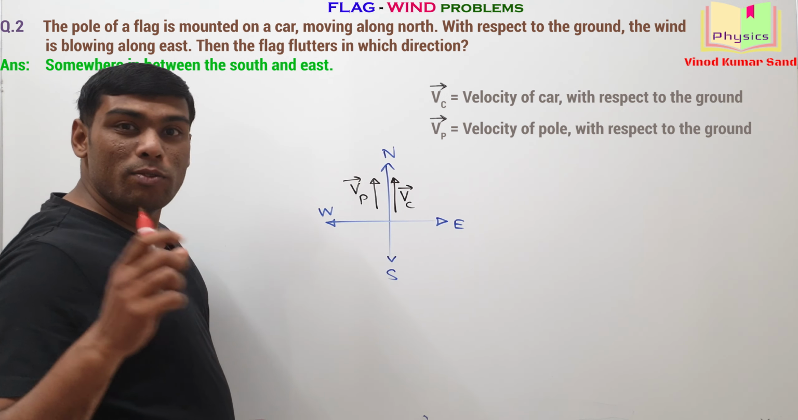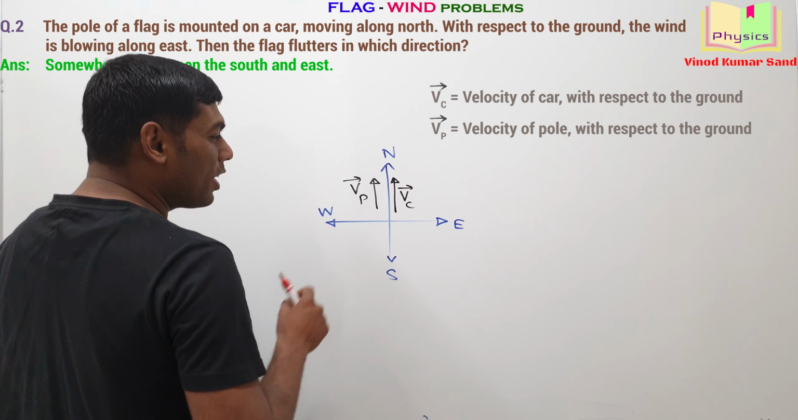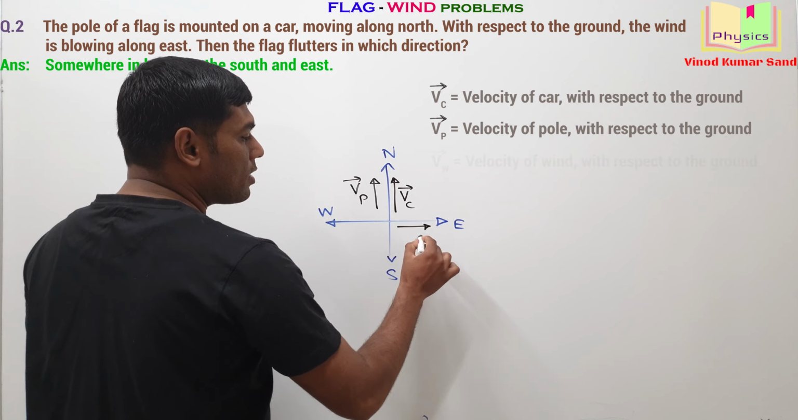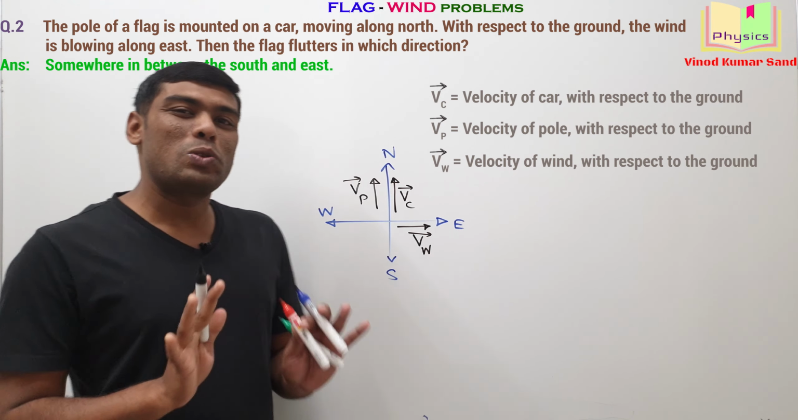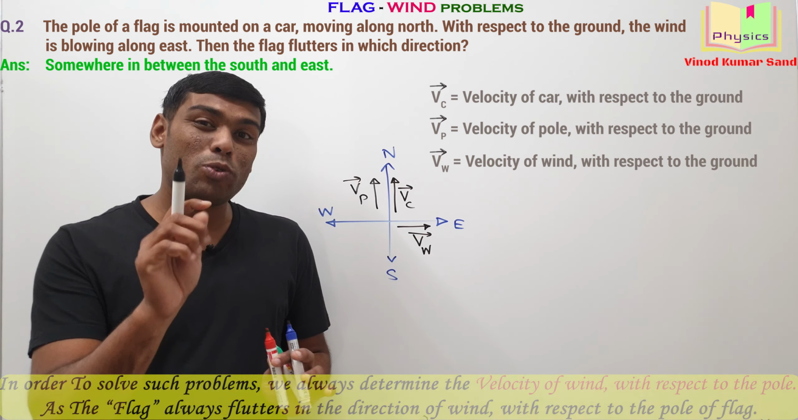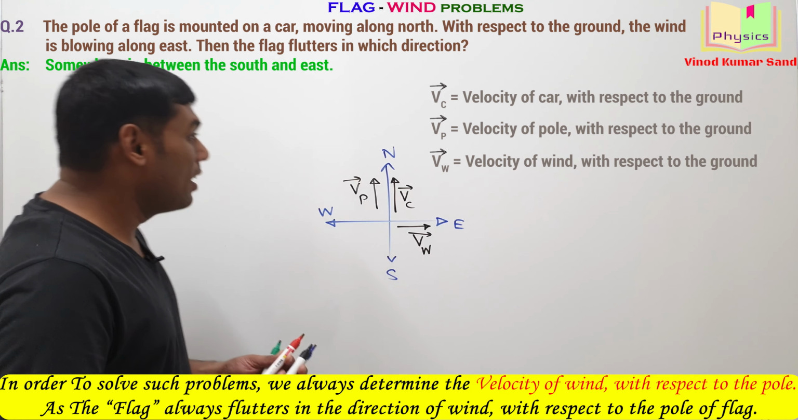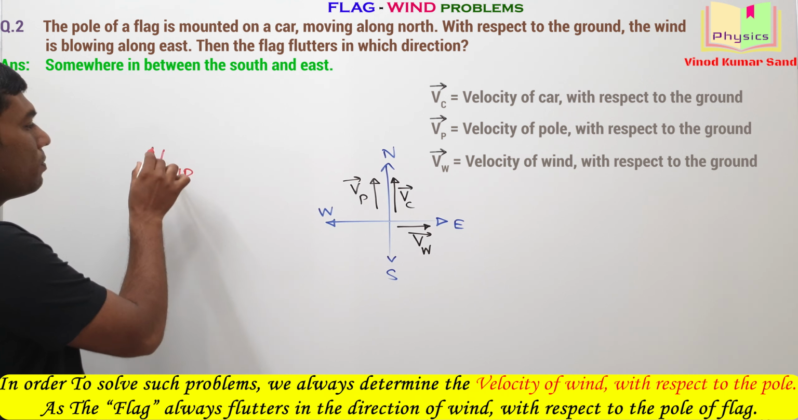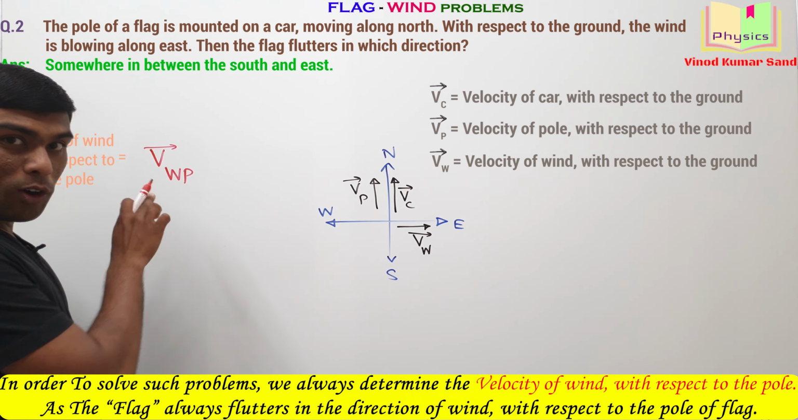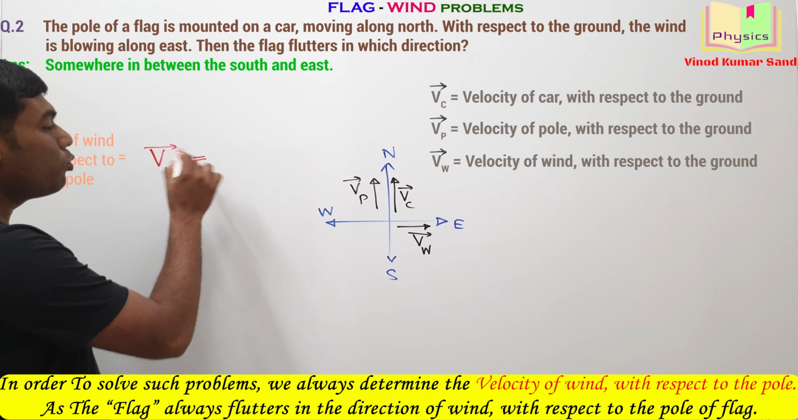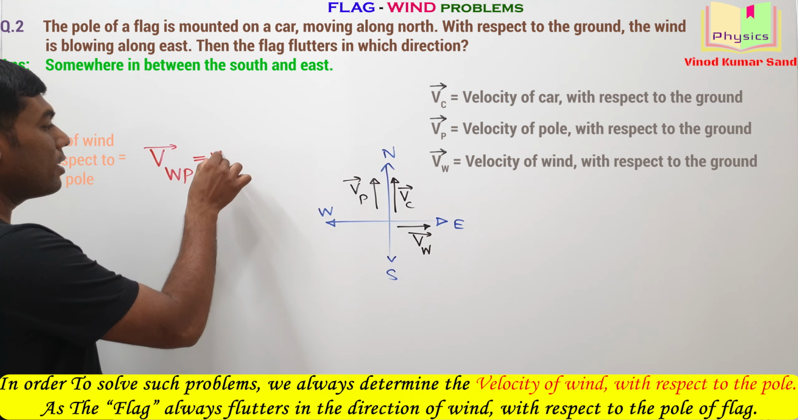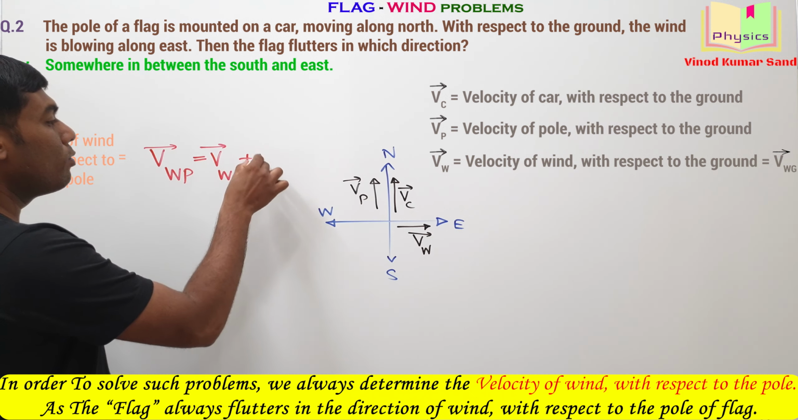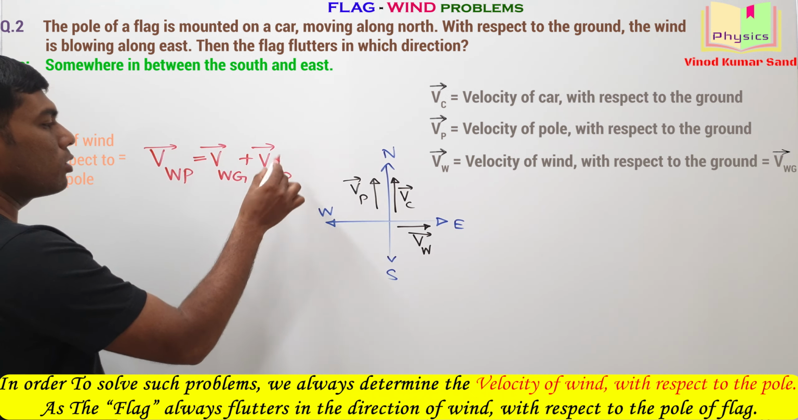Next, we have to mark the velocity of the wind. According to the question, the velocity of the wind is along the east. Now, we need to determine the velocity of the wind with respect to pole. That we can write as VWP. This is according to the relative motion. And the VWP in turn can be written as velocity of wind with respect to ground plus velocity of the ground with respect to pole.